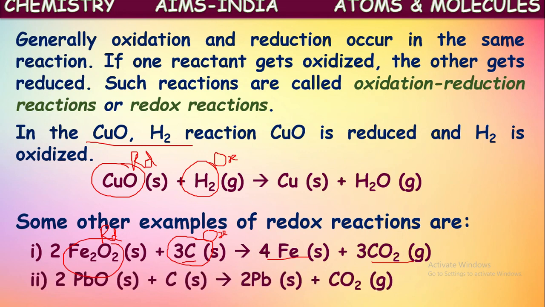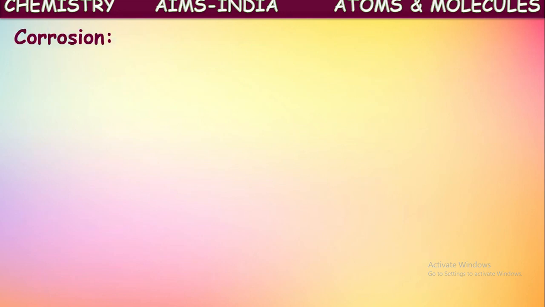Another example: lead oxide on reaction with carbon forming lead and carbon dioxide. Here also lead oxide loses oxygen on reaction with carbon, so it underwent reduction. Carbon gained oxygen to form carbon dioxide, so we can say this is an oxidation reaction. As both reduction and oxidation occur in the same reaction, this reaction is said to be a redox reaction or oxidation reduction reaction. Okay. Now let us see another type of reaction, corrosion.